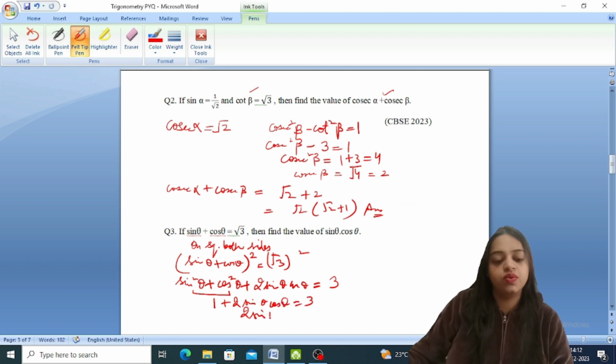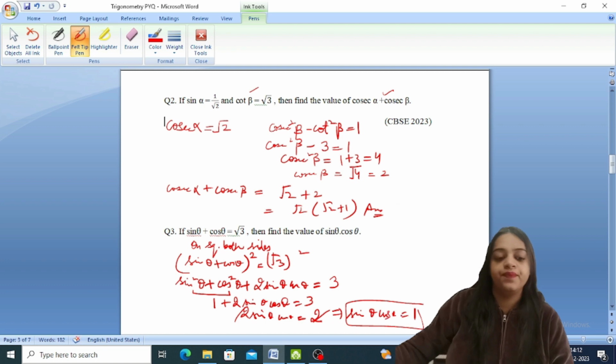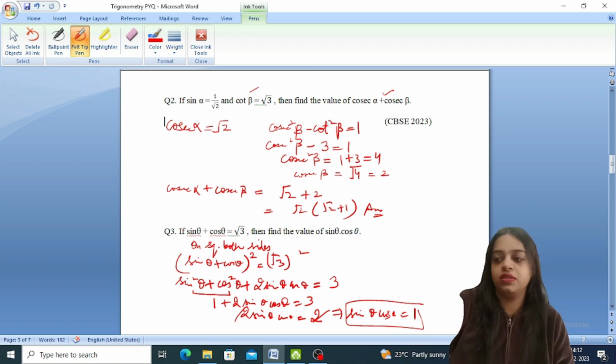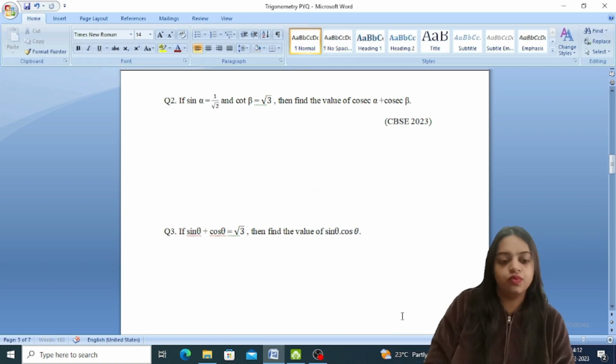So 2 sine theta cos theta is 3 minus 1, which is 2, and 2 and 2 cancels, which is giving you sine theta cos theta as 1. This is the answer for your third question. I hope this question is clear to you. Let's move to the next question now.